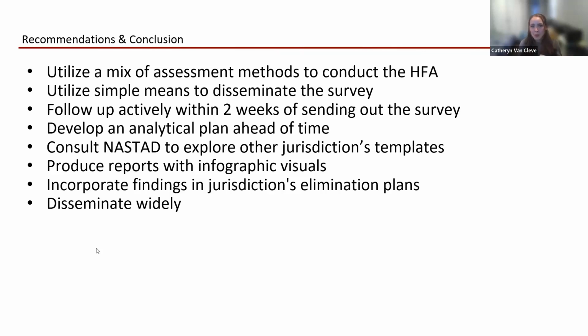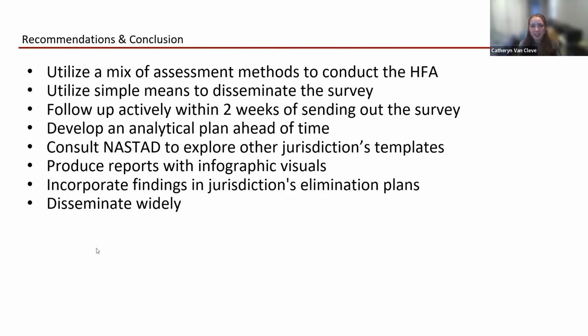Try to keep it simple. Don't use a Word document if at all possible. Do follow up with providers. Keep sending emails within 2 weeks of when you send out the survey. Just keep trying to reach people.